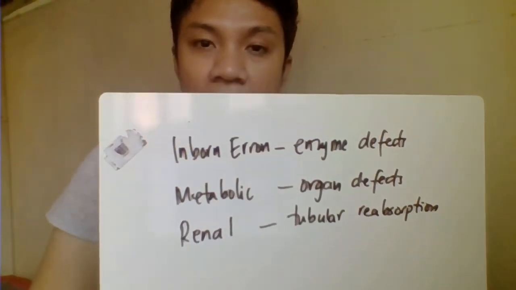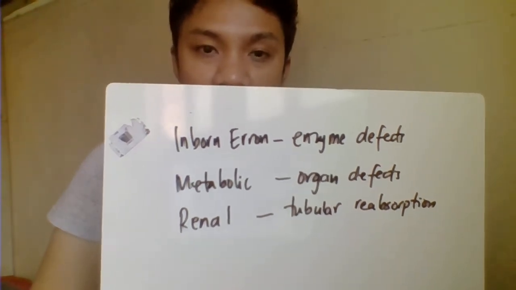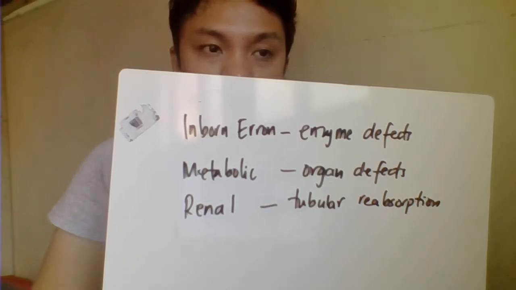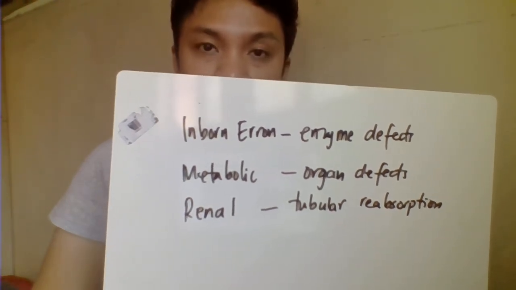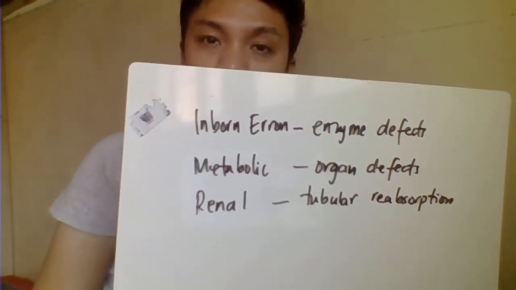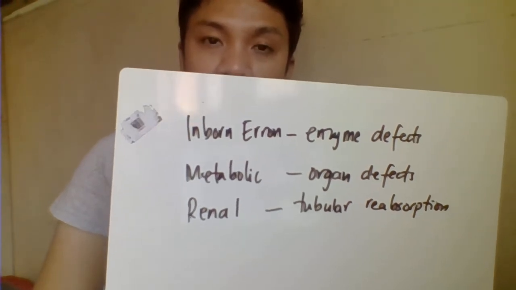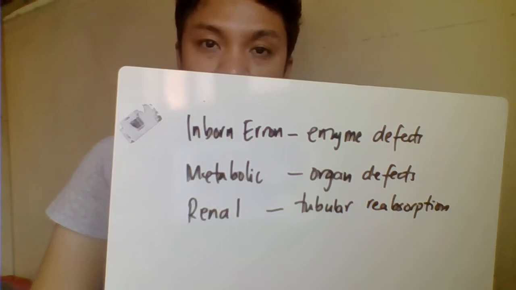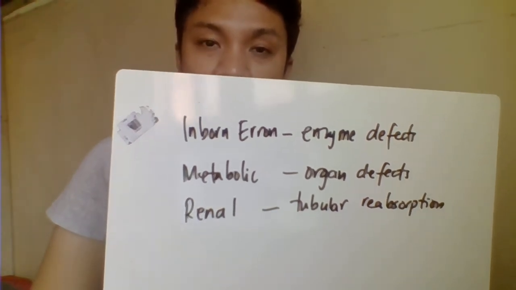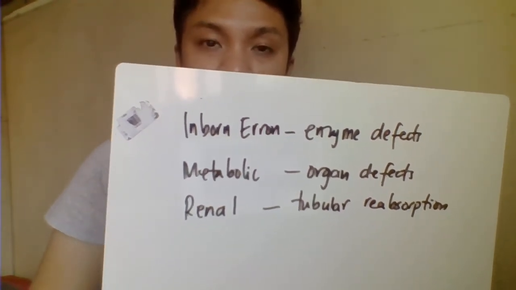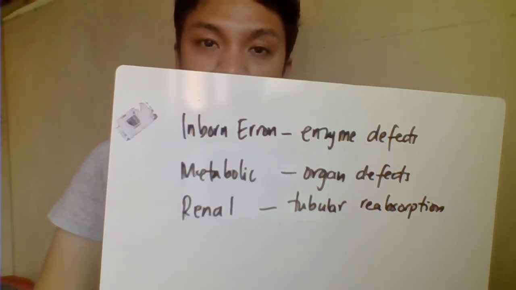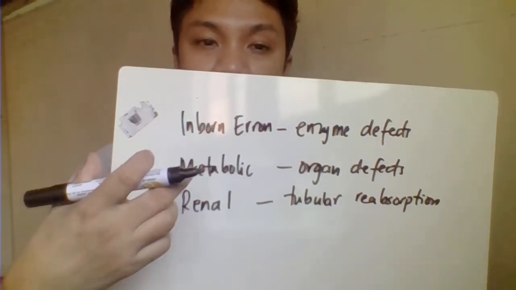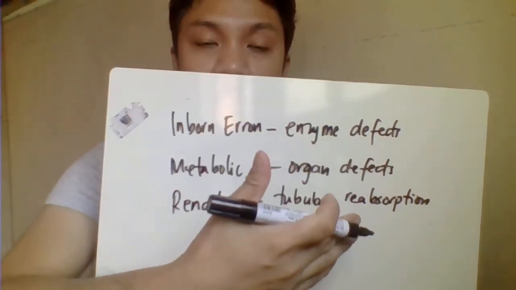Okay, we classify our disorder here as either inborn error. So, pag sinabing inborn error, the problem would be the necessary enzyme for your metabolic pathways. Just looking at, for example, when we are doing your biochemistry, diba? You start with a substrate, then you need an enzyme to convert your substrate to the next product. If you don't have the enzyme, then your previous substrate will not be converted to the next product.